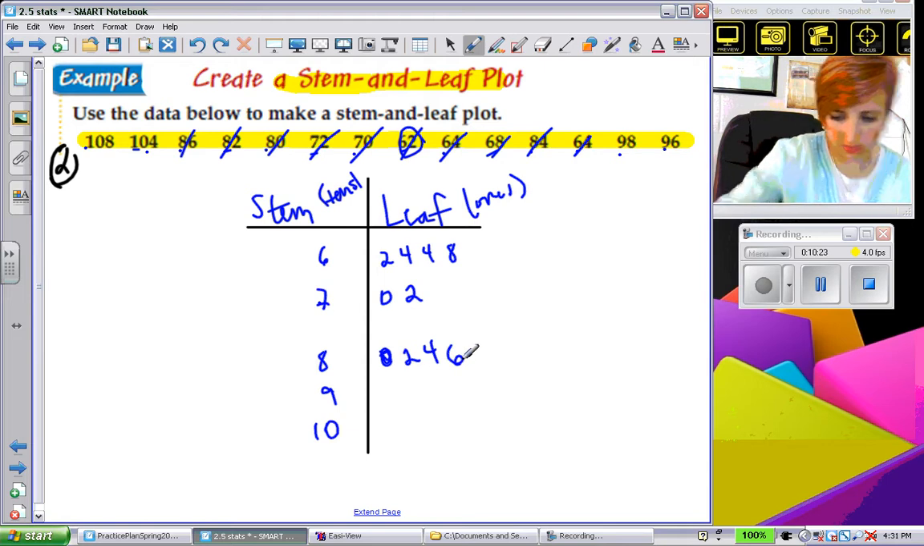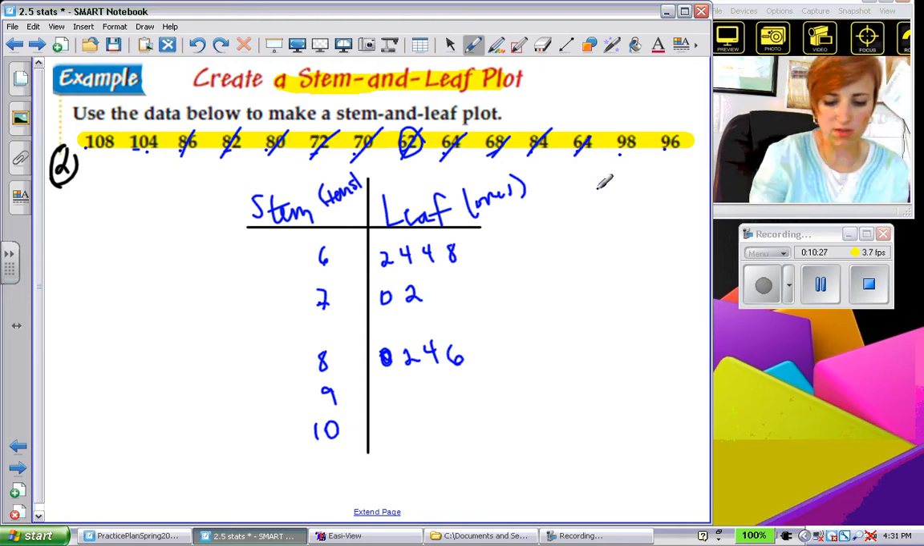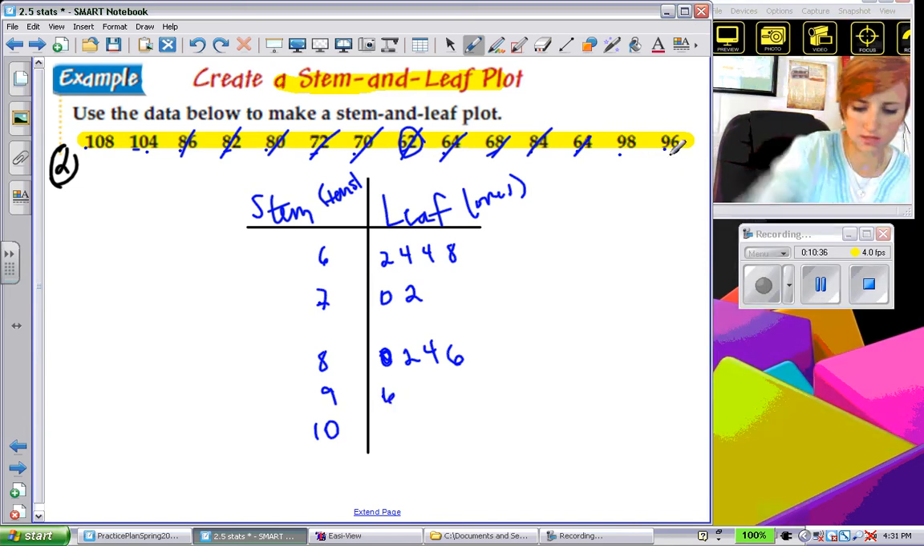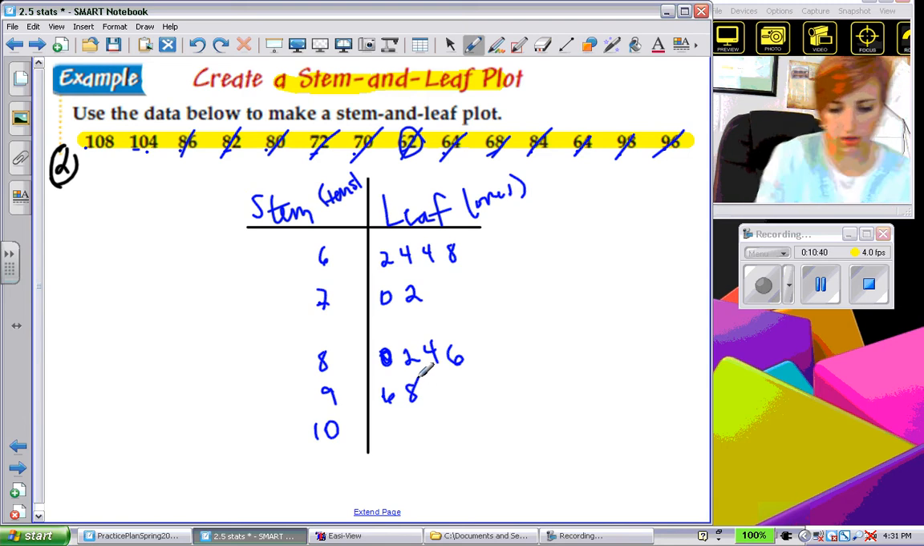Let's look across there, make sure I have no more 80s. I don't. So now we're going to move on to 90. We already have our 9 for our tens place, and we're going to look for our smallest 90. So it's 96, so I'm going to put the 6, and then 98, so I'm going to put 8. And then we look at our 100s. My 100 is 104, so I put my 4, and then 108.